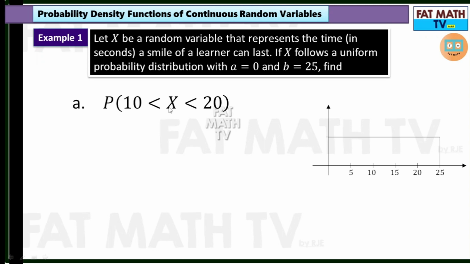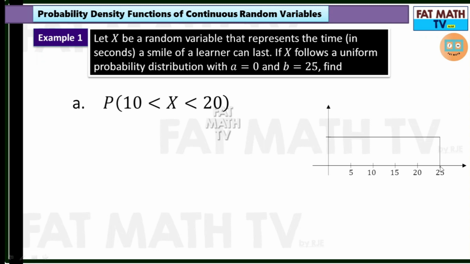So this one in letter A is asking us what is the probability that a randomly selected learner has a smile that is greater than 10 but less than 20. For a uniform distribution, the total area of this rectangle, since this is a probability distribution, should be equal to 1. And its base is from 0 to 25.